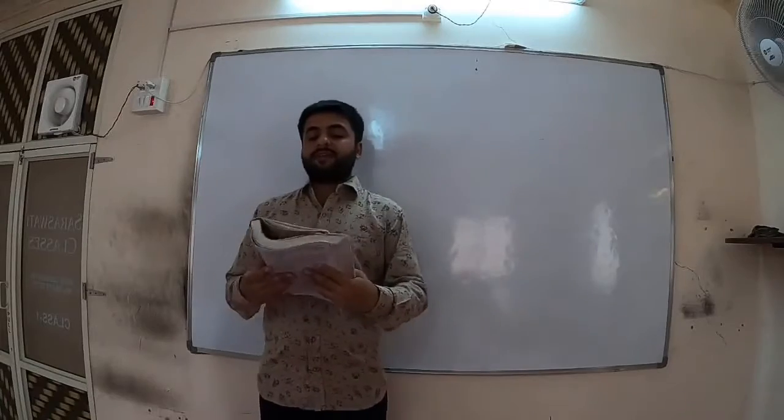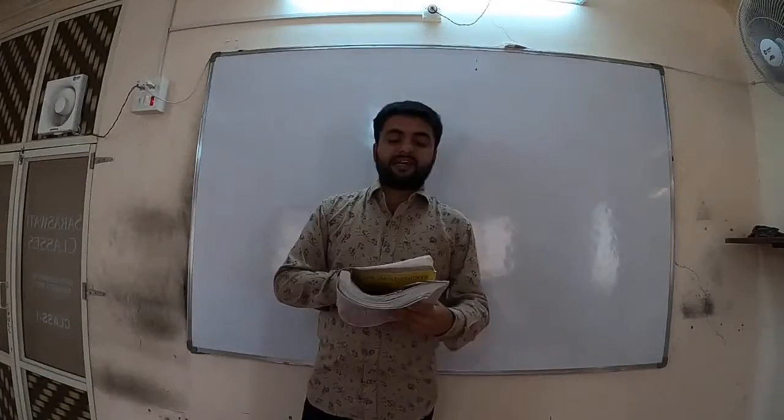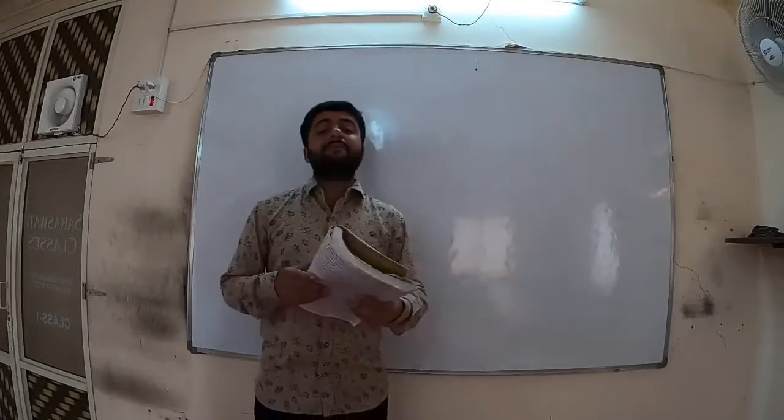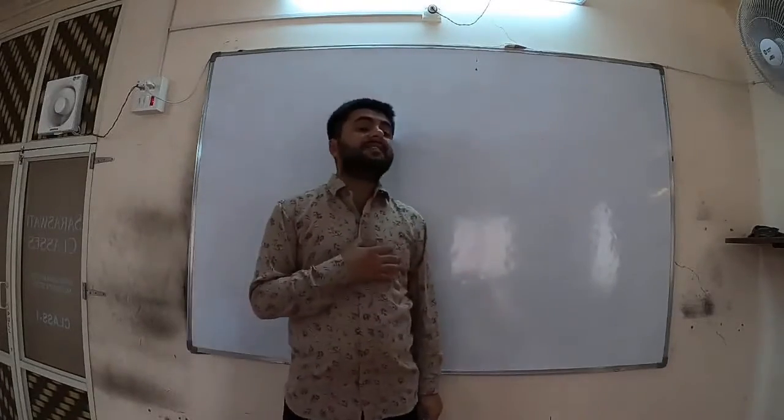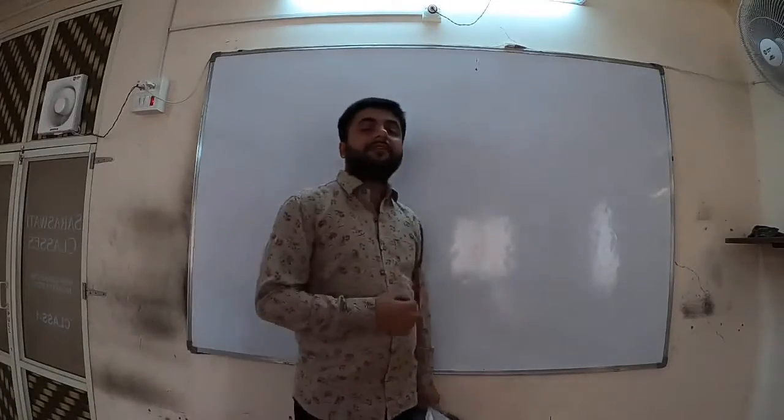Now there are 2 methods to maintain capital accounts in the books of a partnership firm. Number 1, fluctuating capital method, and number 2, fixed capital method. Now what are these, fixed capital and fluctuating capital? In short, we will try to understand.